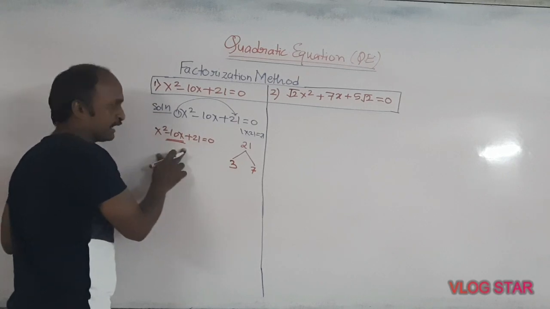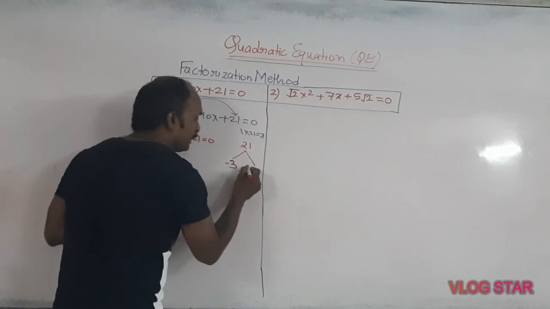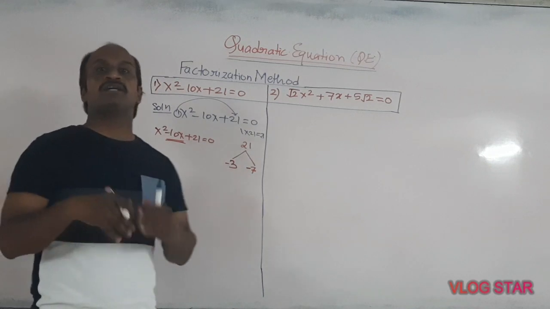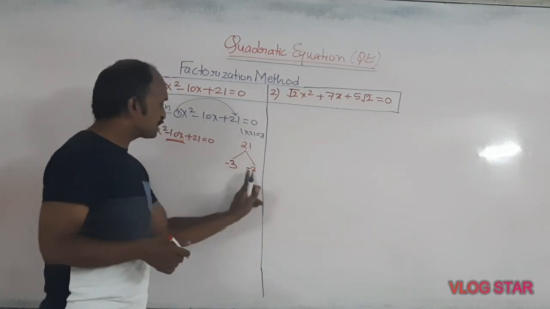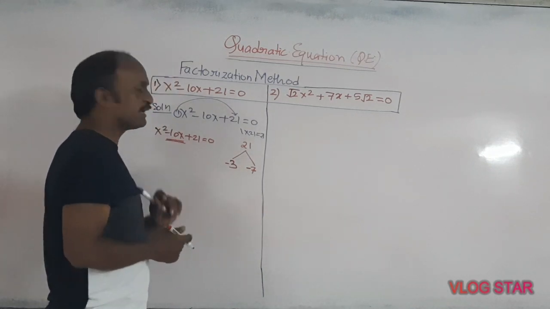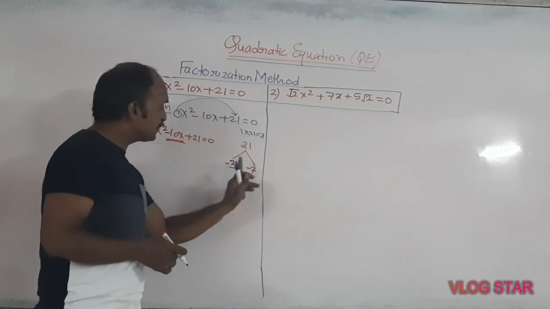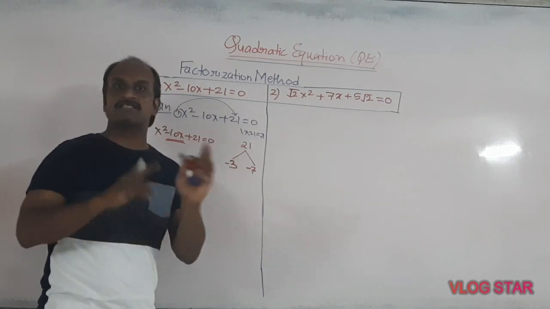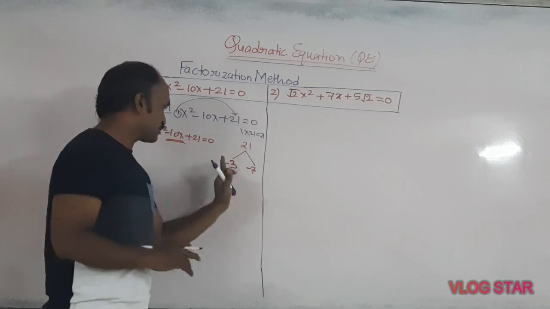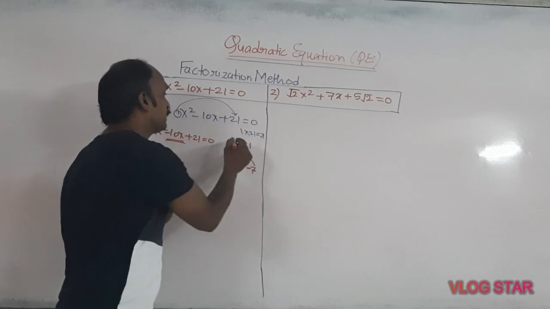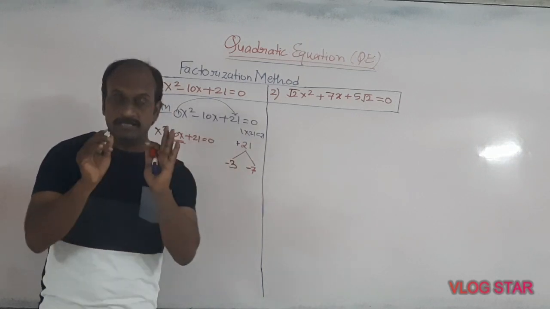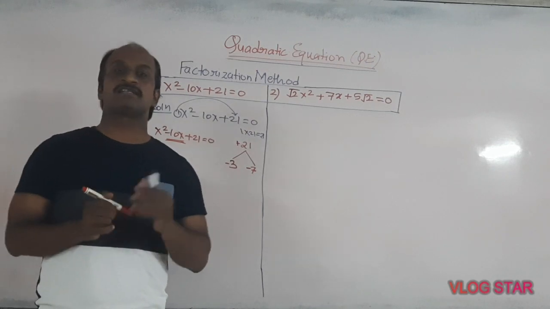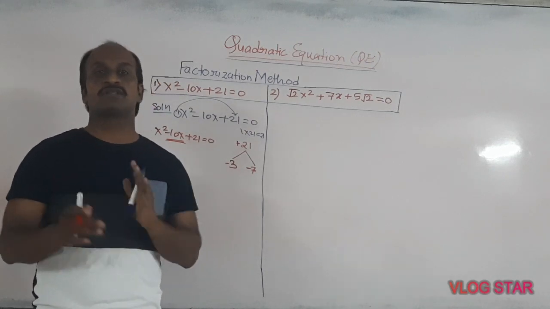Here you have minus 10x. That means both will be minus. Now let's find out. Minus 3 minus 7 is minus 10. And minus 3 into minus 7, minus into minus is plus. So minus 3 into minus 7 is plus 21. So these factors 3 and 7 are satisfying both the conditions.